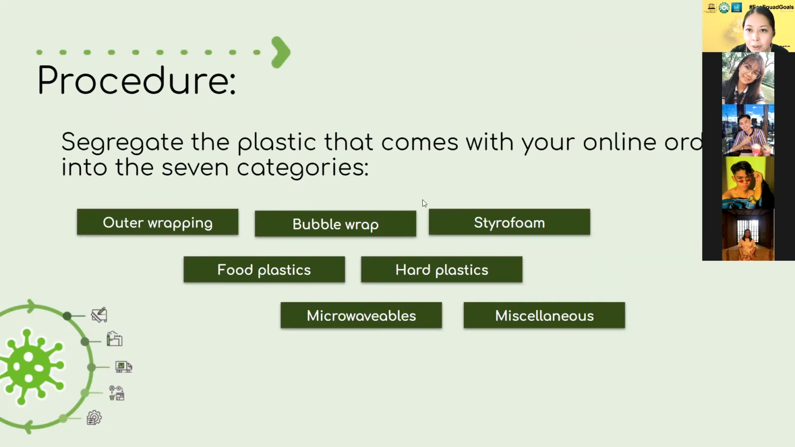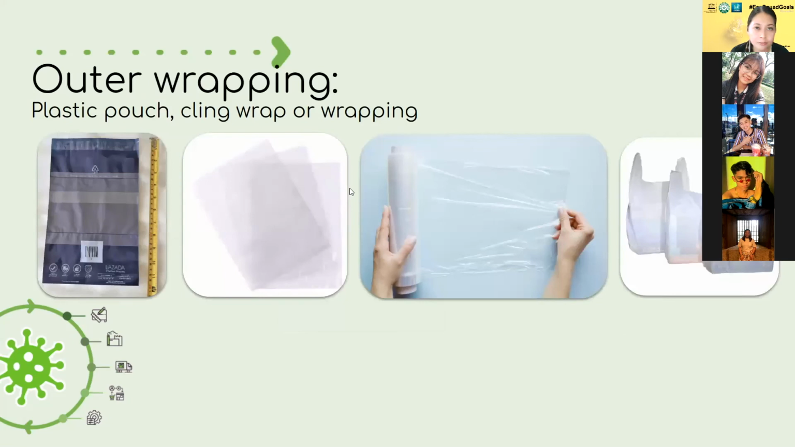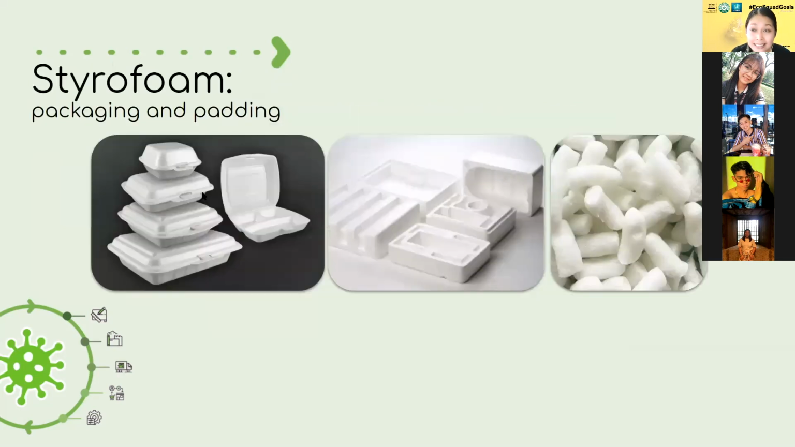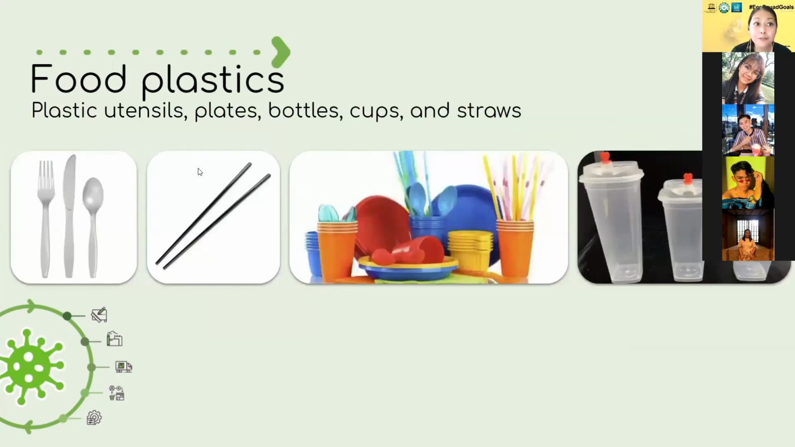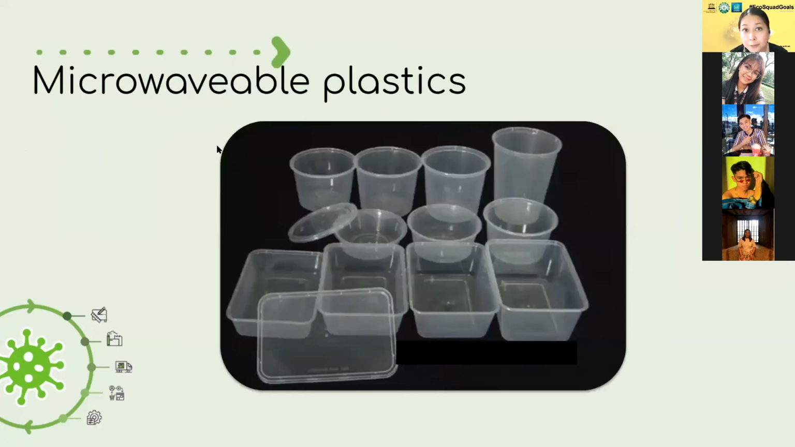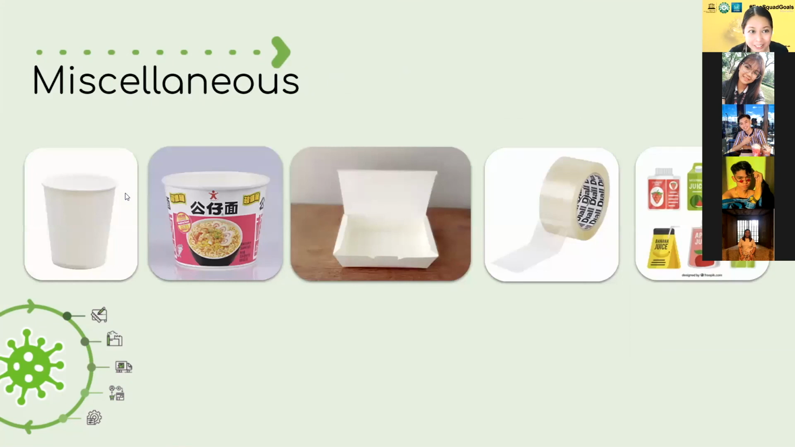So the first type of plastic that we'll need you to classify would be outer wrapping. So this would be your soft, thin, flexible plastic that serves as outer wrappings of packages. The second one would be bubble wrap. Next type of plastic, styrofoam. Next type would be food plastics. So this would be the plastics that we use to eat or drink our food. Then you also have your hard plastics, and then we have your microwavable plastics. And then our last category would be the miscellaneous. Ito yung mga plastics na hindi nagpo-fall dun sa first 6 categories.